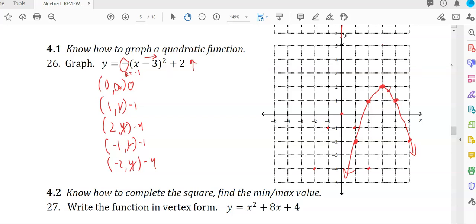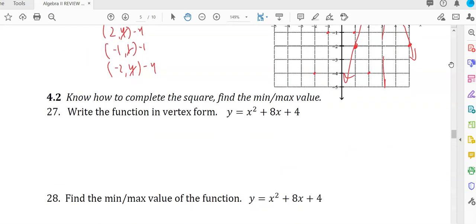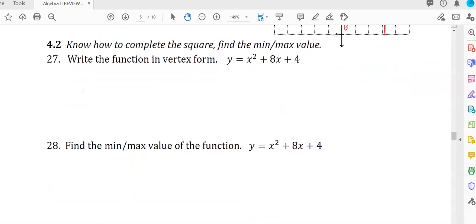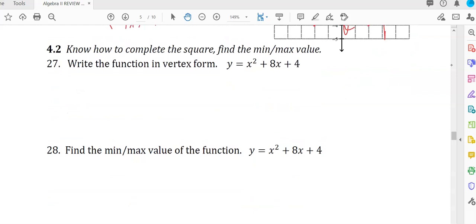If they ask about the axis of symmetry, it would be x equals h, which is x equals 3 in this case. Good formula to have written down. Now to complete the square, find the min-max value. Okay, so complete the square, so subtract the 4, so we get y minus 4, move the constant over.